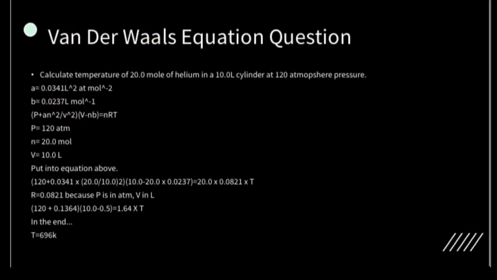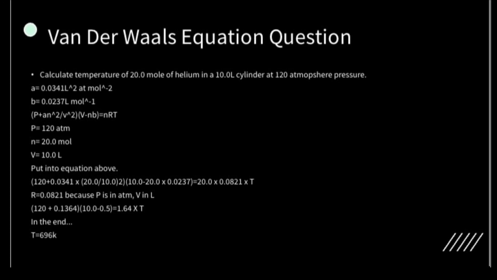Now we'll be doing the van der Waals equation and the question that we have chosen for that. We will calculate the temperature of 20.0 mole of helium in a 10.0 liter cylinder at 120 atmosphere pressure. a equals 0.0341 liters squared atm mole to the negative 2. b equals 0.0237 liters mole to the negative 1.